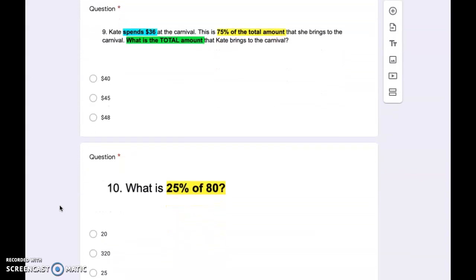Number 9. Kate spends $36 at the carnival. This is 75% of the total amount that she brings to the carnival. What is the total amount that Kate brings to the carnival? Remember to set up your percent as a fraction, and then part over whole. You're looking for the whole, the total amount. Is your choice $40, $45, or $48?